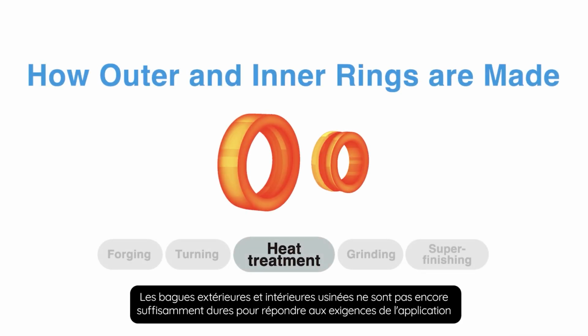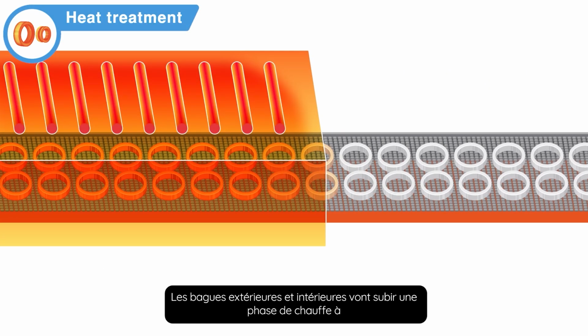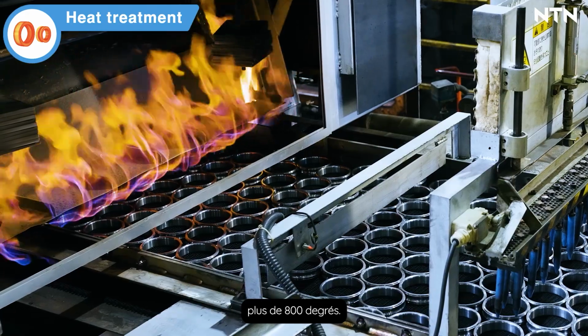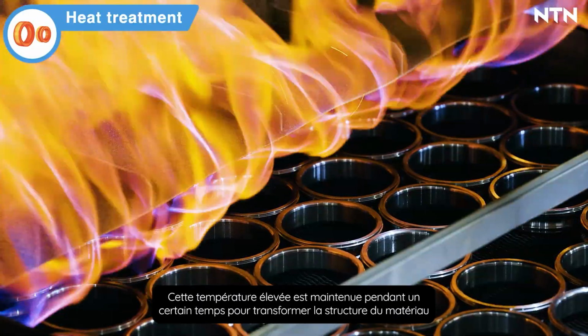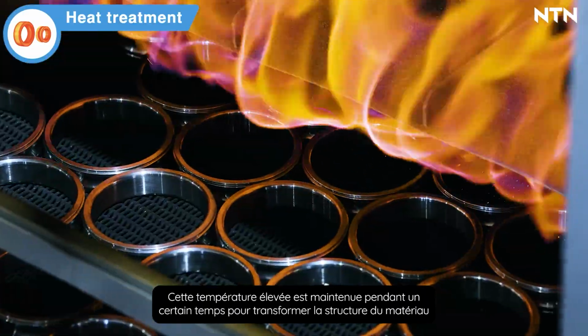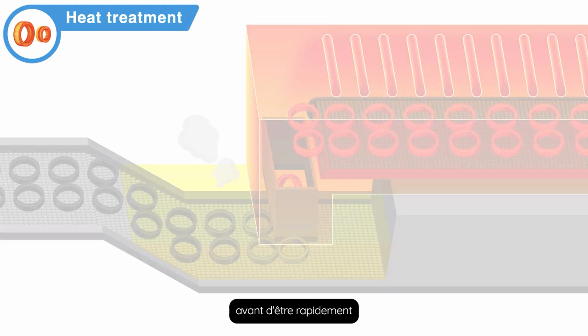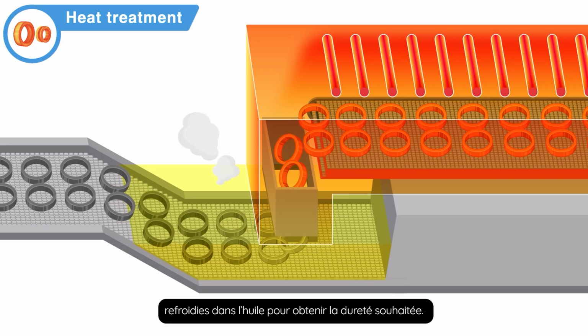The outer and inner rings that have finished turning are not yet sufficiently hard. Therefore, they are subjected to heat treatment to make them hard and durable. The outer and inner rings are transported into a heat treatment furnace and heated to over 800 degrees Celsius. This high temperature is maintained for a certain period of time to ensure the material is heated uniformly. The heated outer and inner rings are then quickly cooled in oil.